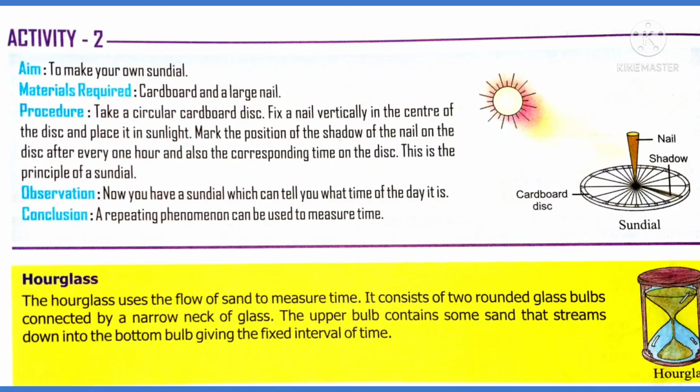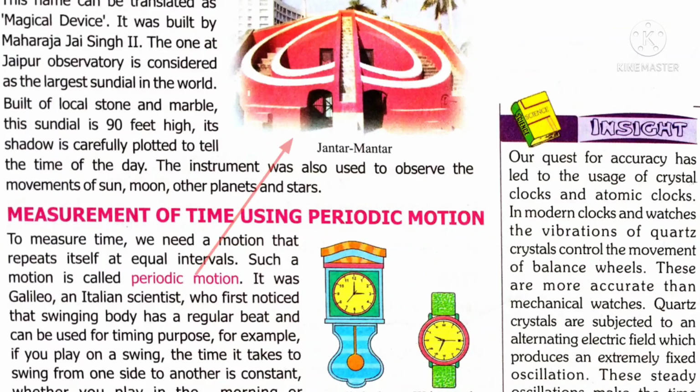Here is another example which gives time measurement, that is Jantar Mantar, which is situated in Delhi and was constructed by Maharaja Jai Singh II. With the help of its shadow, people came to know the time of the day. With the help of this instrument, people used to observe the movement of the sun, moon, planets, and stars also.